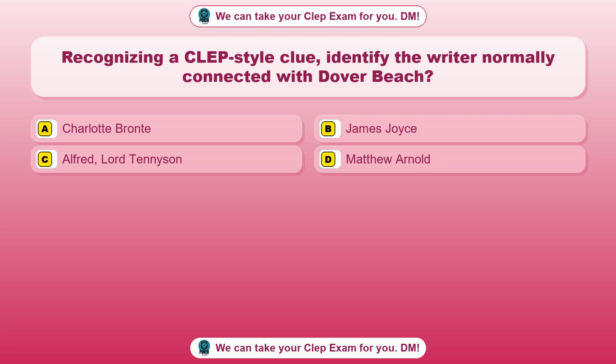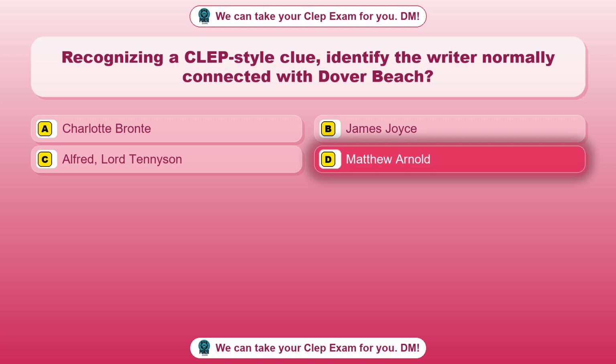Question 88. Recognizing a CLEP-style clue. Identify the writer normally connected with Dover Beach. Option A, Charlotte Brontë. Option B, James Joyce. Option C, Alfred, Lord Tennyson. Option D, Matthew Arnold. The correct answer is option D, Matthew Arnold.